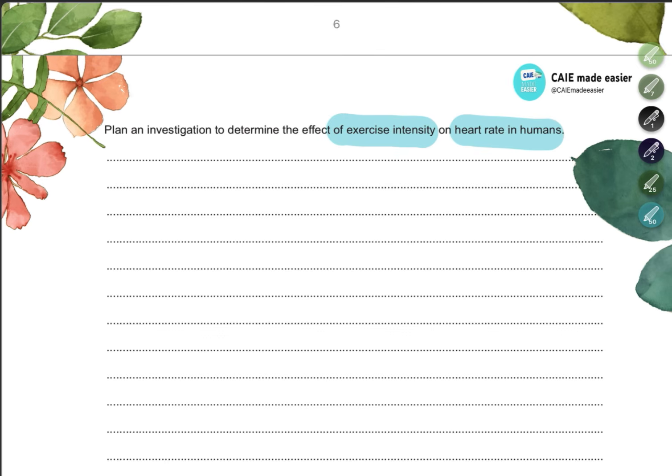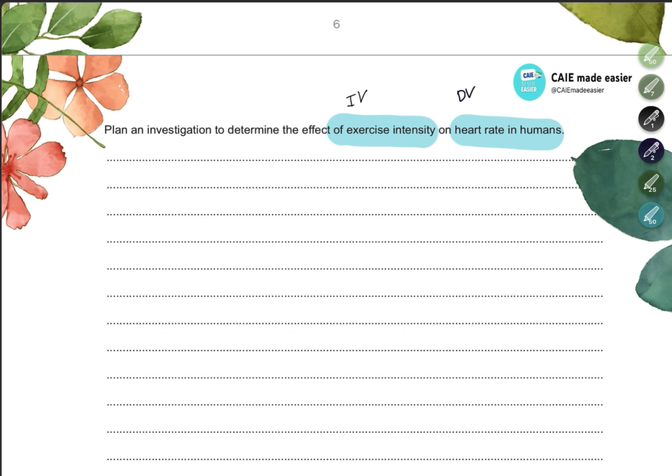So the first question is: plan an investigation to determine the effect of exercise intensity. This is going to be your independent variable. Effect of exercise intensity on the heart rate in humans. So this is a dependent variable, okay? So you're going to have different intensities of exercises, and you're going to change the intensity, and then you're going to measure how the heart rate changes with this.